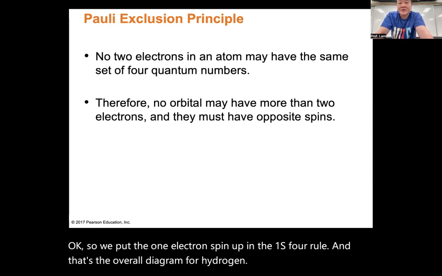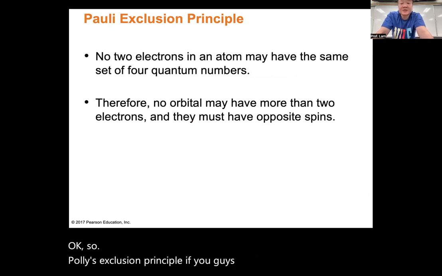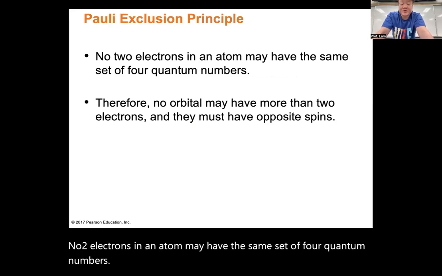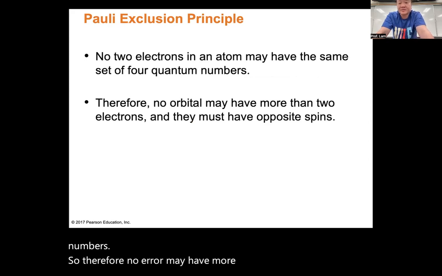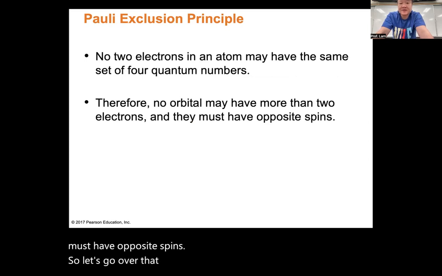Okay, so Pauli's exclusion principle, if you guys remember: no two electrons in an atom may have the same set of four quantum numbers. Therefore, no orbital may have more than two electrons. They must have opposite spins. So let's go over that again, right?